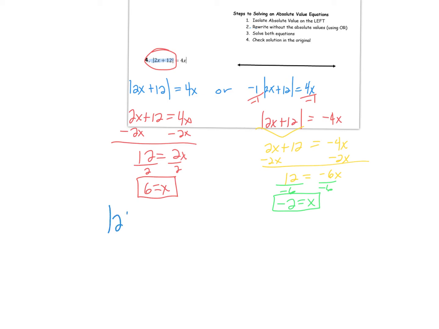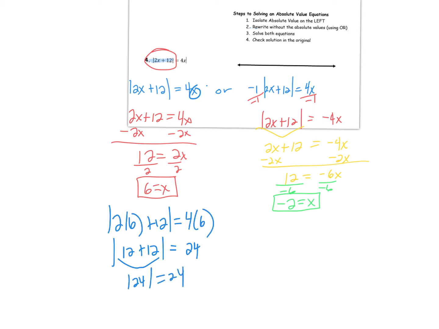Absolute value of 2 times 6 plus 12 is equal to, now I have to put the x over here too, so 4 times 6. Absolute value of 12 plus 12 is equal to 24. Evaluate in here. So absolute value of 24 is equal to 24. And when I evaluate the absolute value, does 24 equal 24? Yes, it does. Okay, so there's this one.